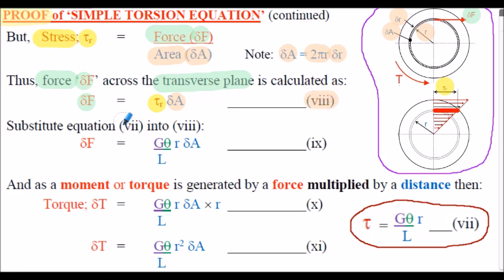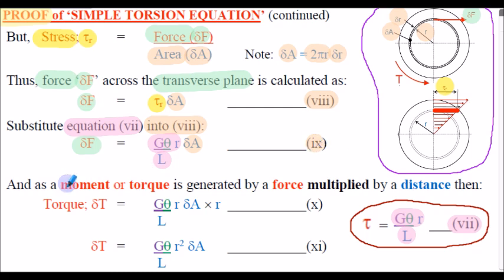If we now substitute equation 7, derived on the previous slide but shown here for reference, into equation 8 above, then the delta F is equal to G theta r divided by L, that's from equation 7 here, multiplied by the delta A. Call that equation 9.